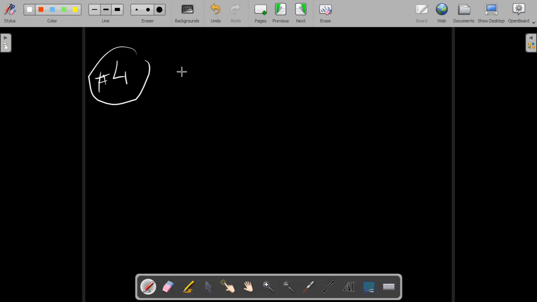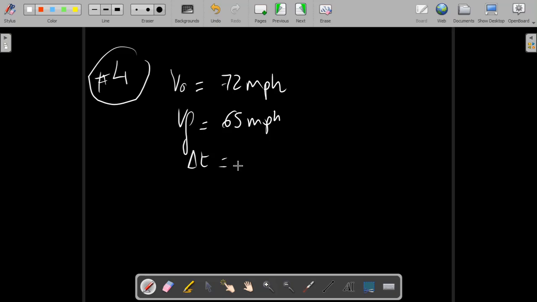Well, what are they giving us? Slows down from, "from" means that was his initial velocity, 72 miles per hour, to, that's his final, 65 miles per hour. And they give us a time. It took this man 1.8 seconds. And now they want to know the acceleration, in miles per second square.